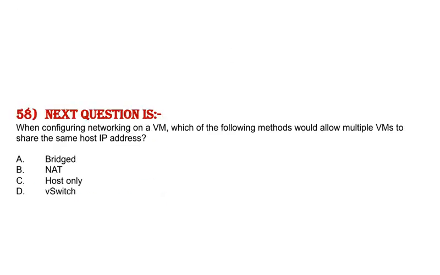Question is, when configuring networking on a VM, which of the following methods would allow multiple VMs to share the same host IP address? Option A, bridge. Option B, NAT. Option C, host only. Option D, vSwitch. Correct answer is option B.